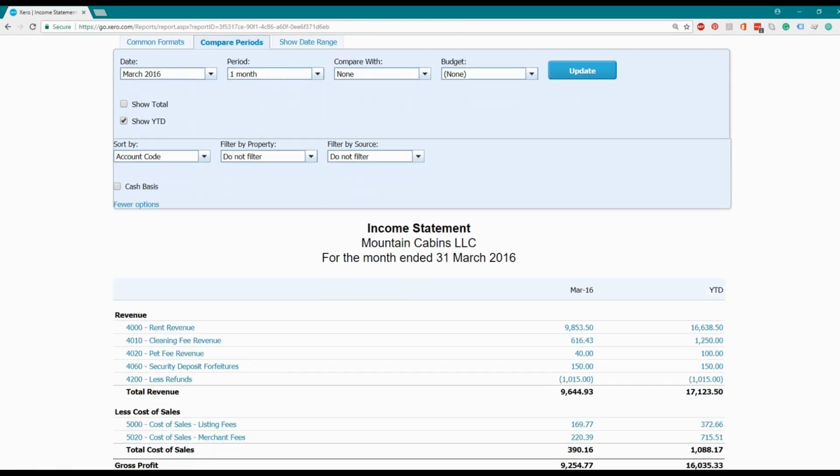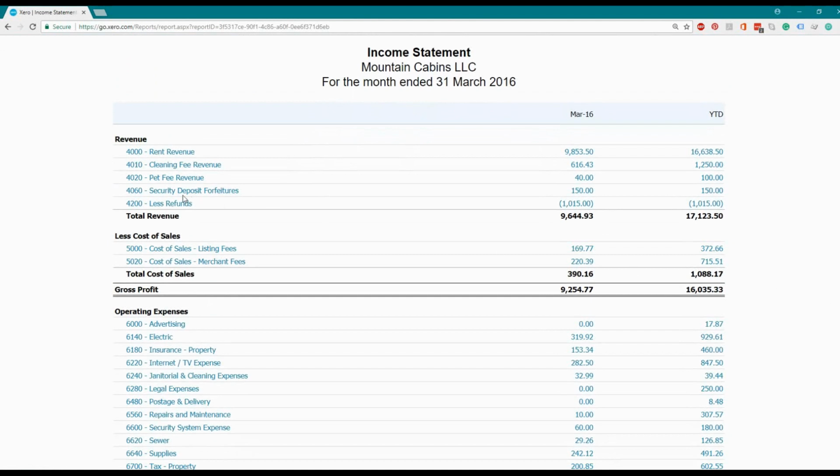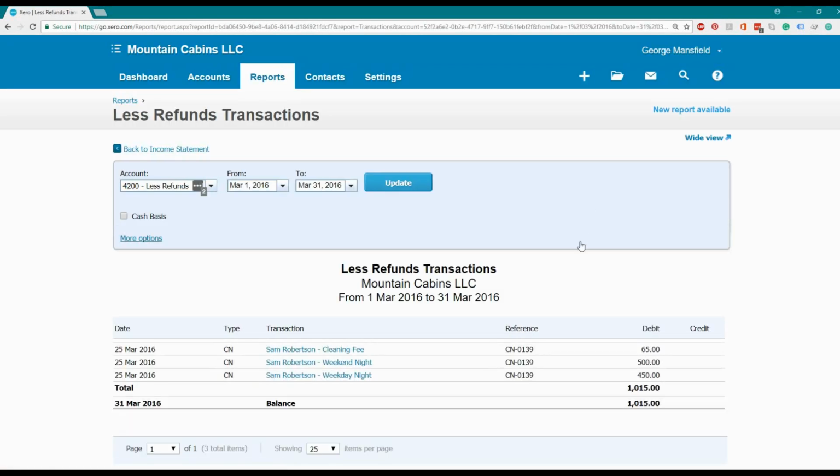And then lastly on there, we had less refunds. So refund would be when you agree to give somebody their money back. And once again, you can click on that and see, okay, what do we have here? Oh, this was Sam Robertson.